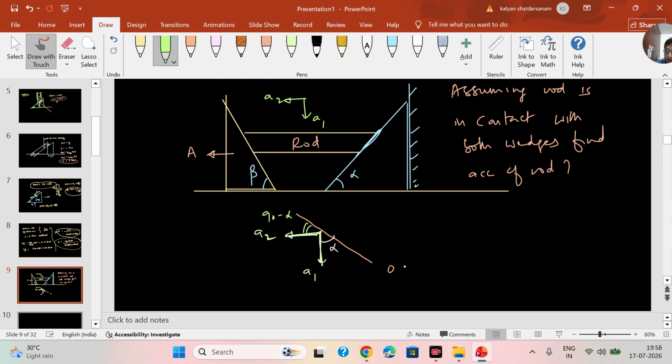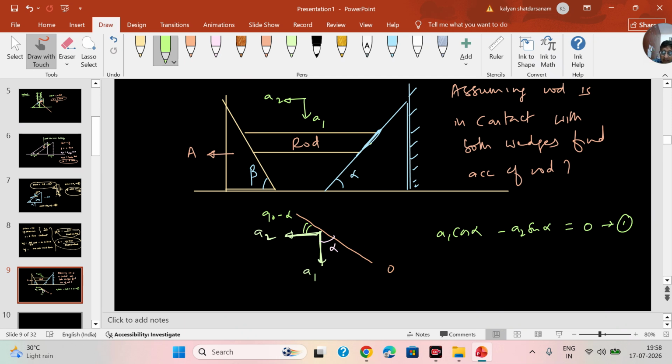So what is the component of A1 along that direction? A1 cos alpha. I am writing it towards this direction. And what is the component of A2? Minus A2 sin alpha. Why minus? Because its component is the other way. It's pointing in that direction. So I am writing it minus. So net acceleration along this line is A1 cos alpha minus A2 sin alpha. That is the acceleration of the rod in that direction. But acceleration of the wedge in that direction is 0 because total acceleration of the wedge is 0. This is one constraint. I've got one constraint now.